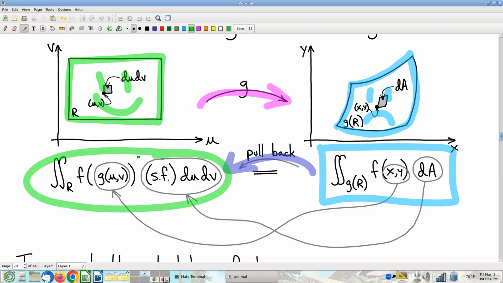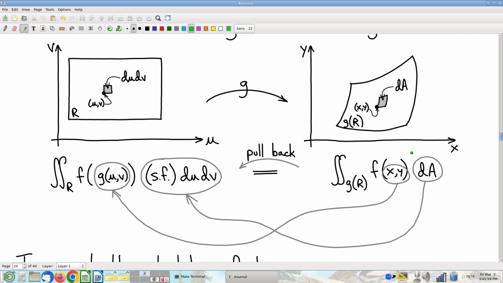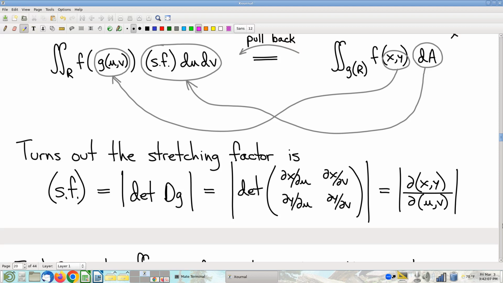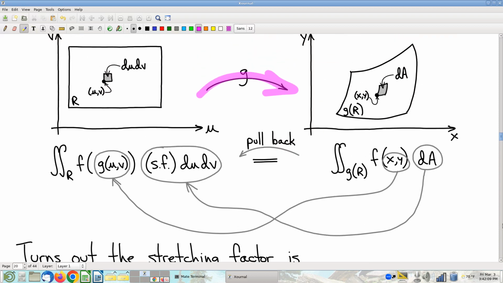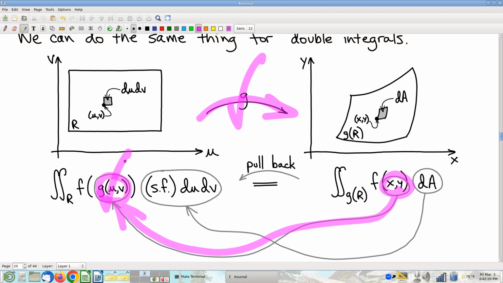Okay, so this is our big picture strategy. How do we do it? Well, pretty much how we did it in the original single variable case. The function itself is telling us x and y as functions of u and v. So plug that in. x and y are literally g of u comma v. So if we know this function, then I can just plug that in exactly as written, and that part's easy.